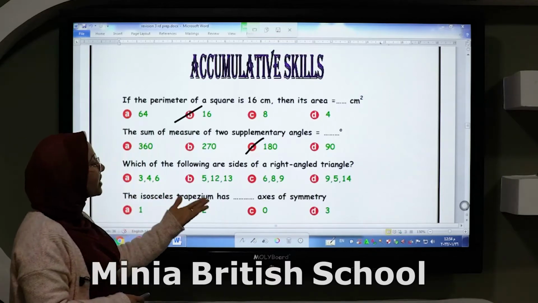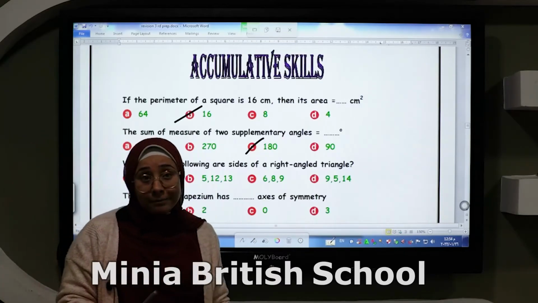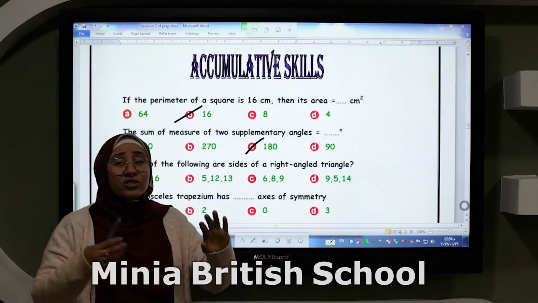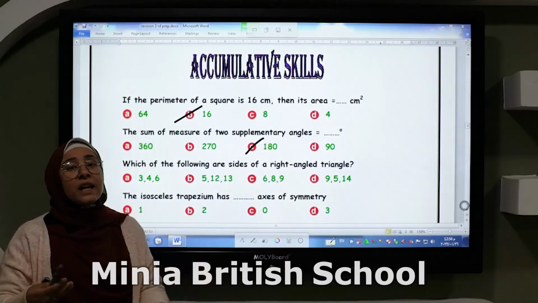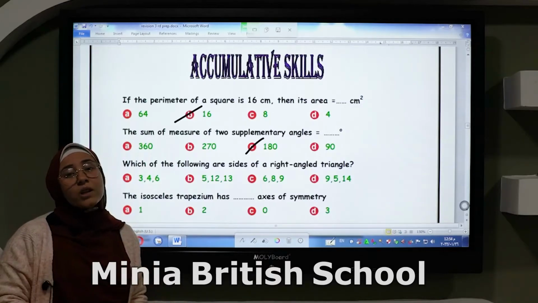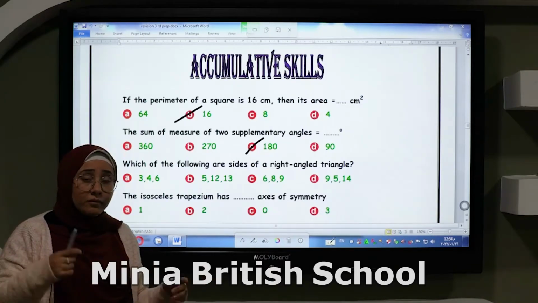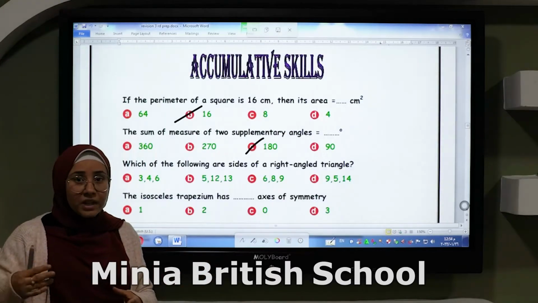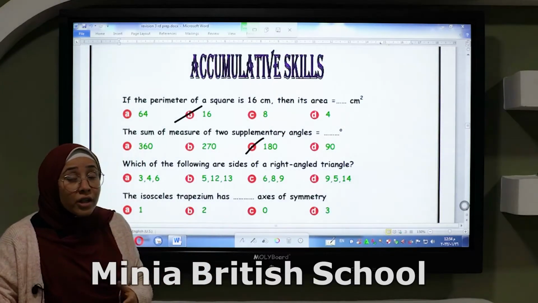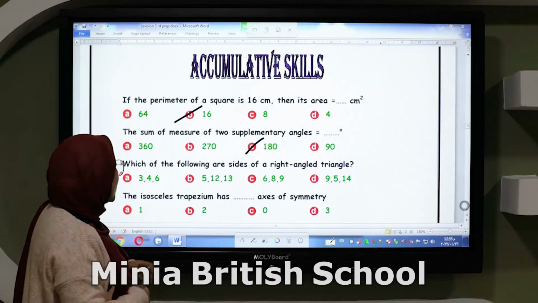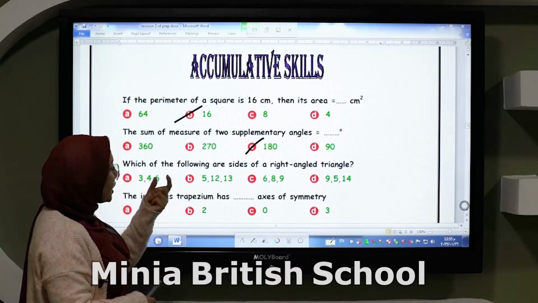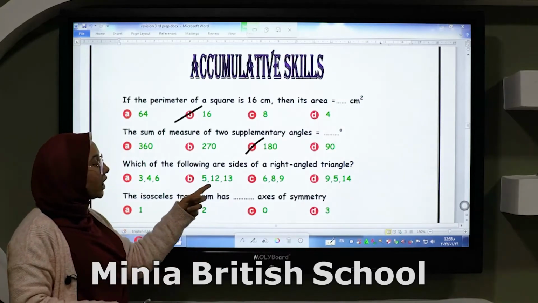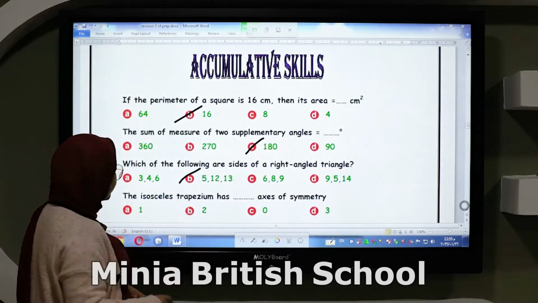Which of the following are sides of a right angle triangle? To know the sides of a right angle triangle, you can find the squares of each side. The square of the greatest side equals the sum of squares of the other two sides. So option B is the sides of a right angle triangle: 5, 12, 13.